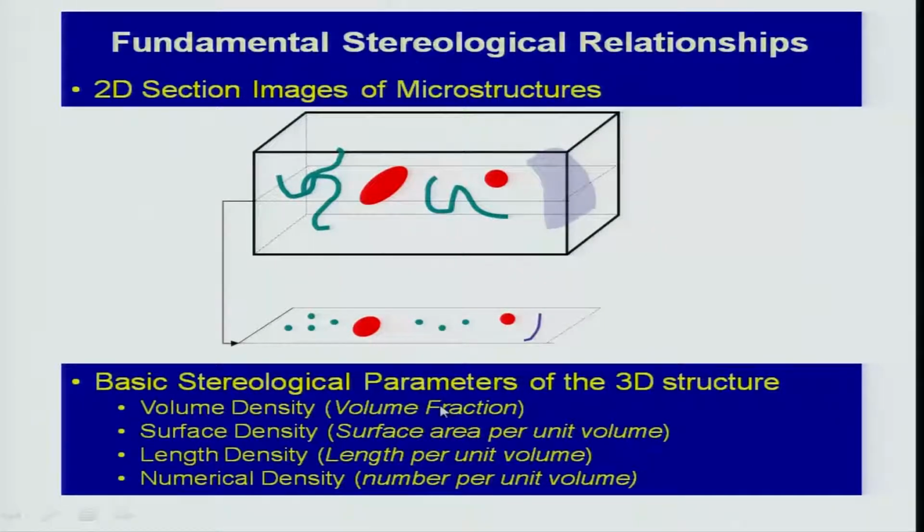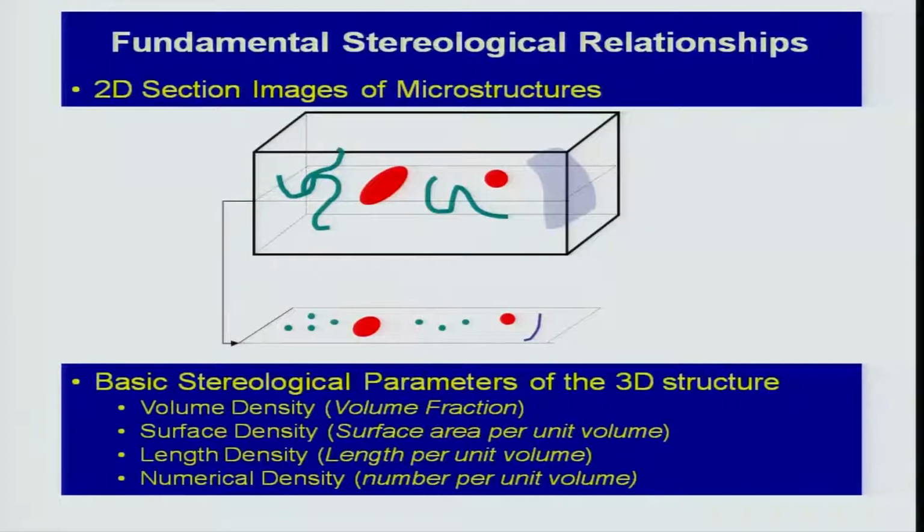Volume density means essentially volume fraction. Surface density is surface of, for example, grain boundaries in a unit area. It could be surface of interface boundaries per unit area. Length density, for example, of triple edges, which is total length of edges per unit volume. It could be length density of dislocations. And numerical density implies number of particles, if you are looking at particles in a given area.